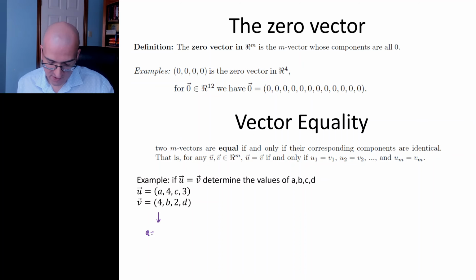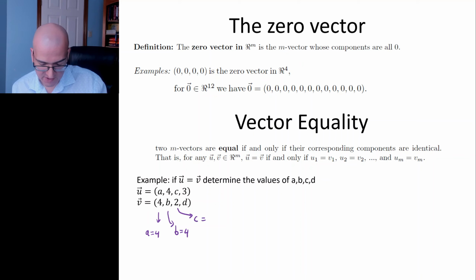So A must be 4, since the first component is equal to the first component. B must be 4, since first is first. Since second is second, C must be 2. And D must be 3, just by the property of vector equality.